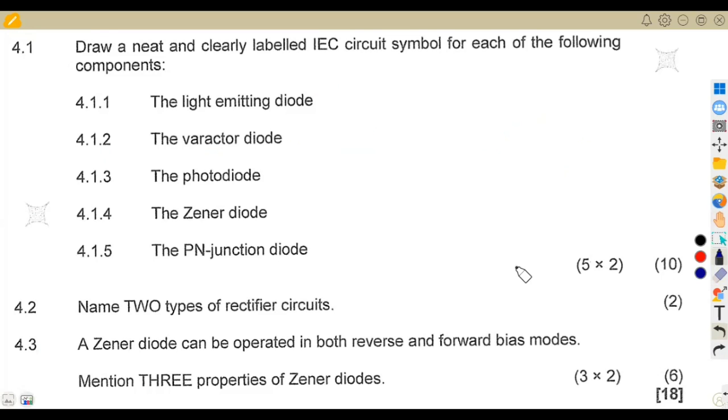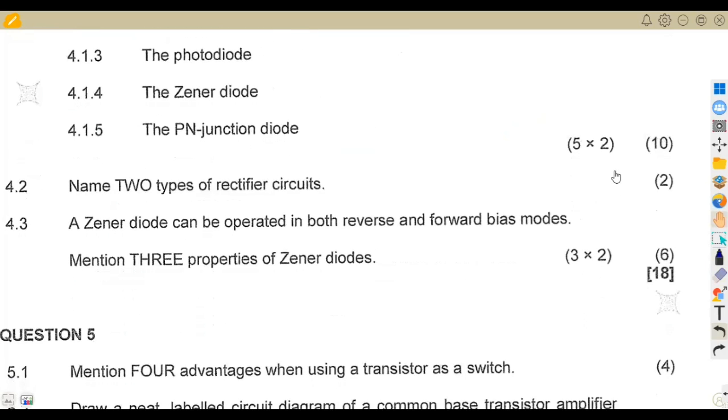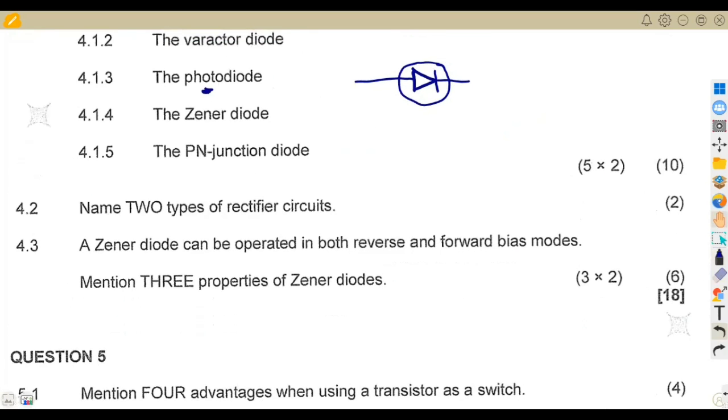All right, so that was it. Then 4.13, we have got the photodiode in this case. The photodiode is simply, same as the previous part, a light emitting diode, but this one is going to be taking in light. It's a photo, so it will be taking in light. That is the difference between that one. You just indicate a diode, then you indicate something like this. If you don't put this, then that will be something like that.